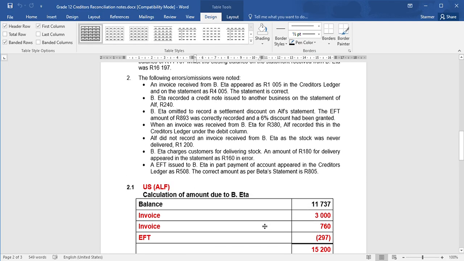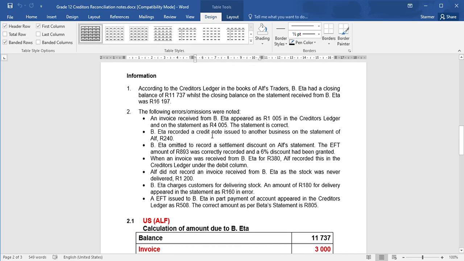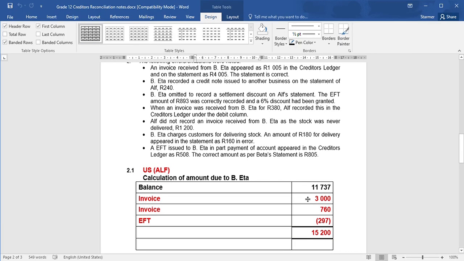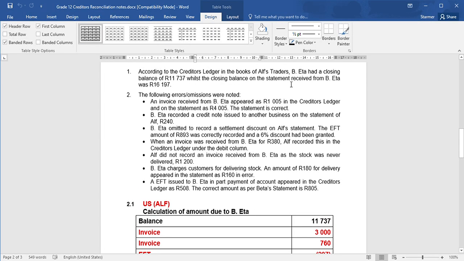And then the next thing, once you've got the amount in the correct column, you then decide whether you need to add or subtract. So let's start. An invoice received from Beta appeared as 1,005 Rand in the creditor's ledger and on the statement as 4,005 rather, and the statement is correct. That means they are right, which means we are wrong. So the difference between those two numbers is 3,000. Okay, the 3,000 Rand we have to add to what we owe, because we said we owed 1,005, but in actual fact we owed 4,005.